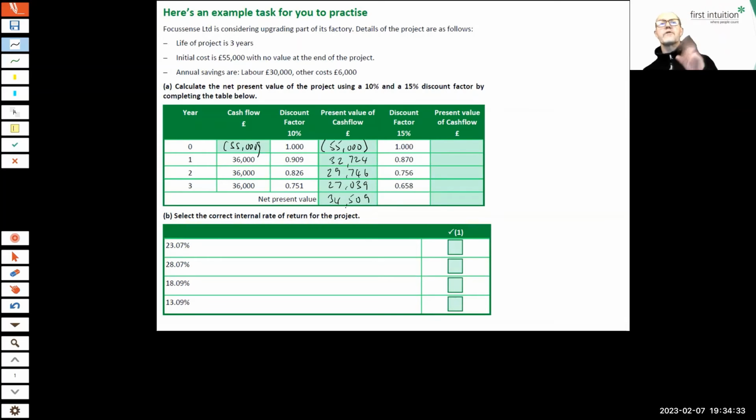So a quick question for the chat box. 0.826 is simply 0.909 times 0.909. And 0.751 is simply 0.909 times 0.909 times 0.909. So I do 0.909 and press times. And on a Casio calculator, that sets a constant. If you've got a Casio, have a play.